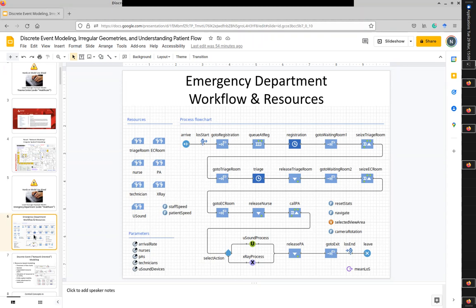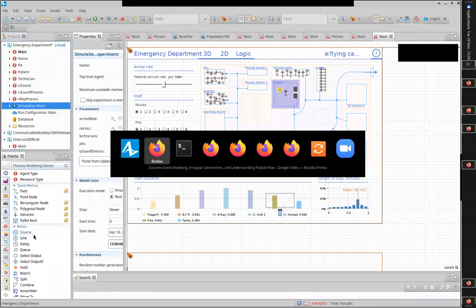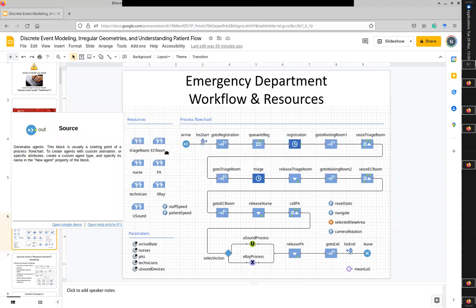And in those resource pools, you'll draw on those resources over time.